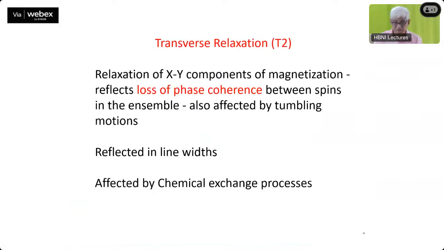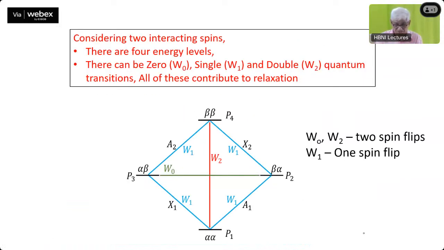Therefore, depending upon the different kinds of transitions that I have listed, there are single quantum transitions W1, W1, W1, W1. These are single quantum transitions. You have W2 and W0. Single quantum means one spin flip. W0 and W2 are two spin flips. All of these can be produced by the lattice. And therefore, I have possibilities of all of these here.